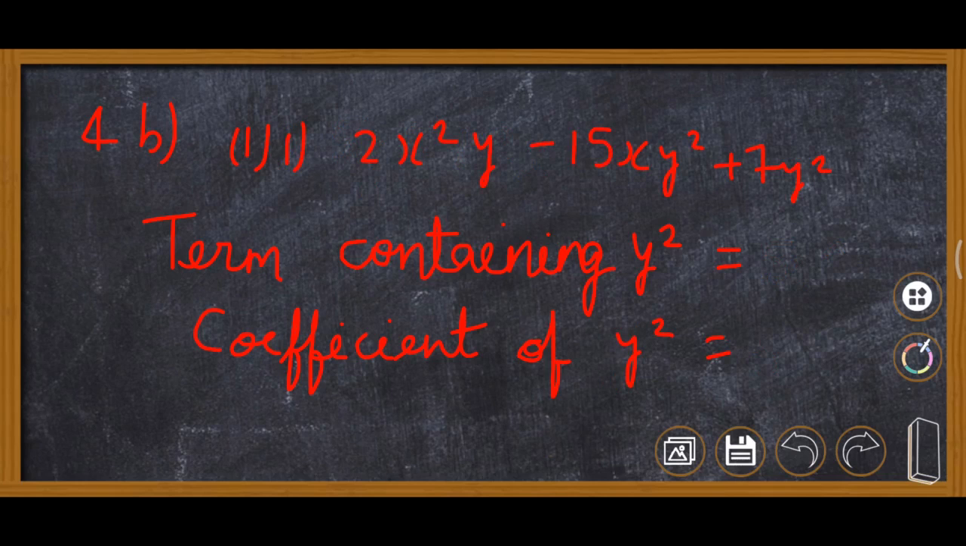Now this is third part, 2x square y minus 15xy square plus 7y square. Now here the terms containing y square are minus 15xy square and 7y square. There are two terms which contain y square. Now the coefficient of y square in the first one is minus 15x, and in the second one is 7. So accordingly you have to do it in your maths fair notebooks.